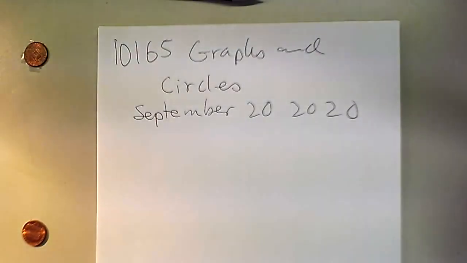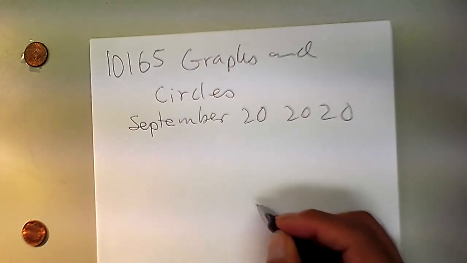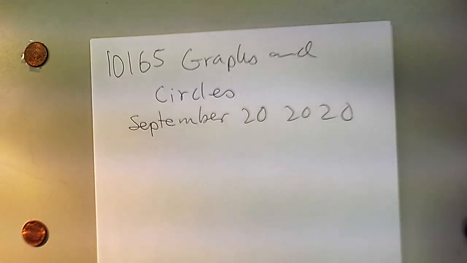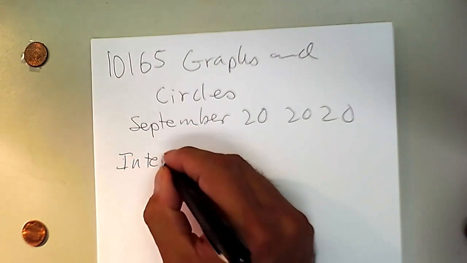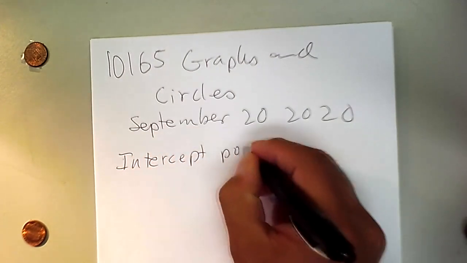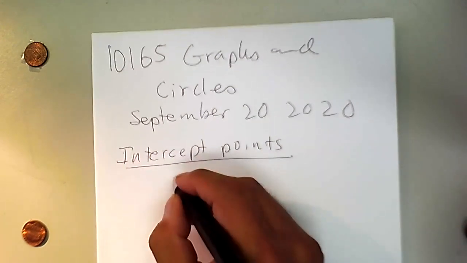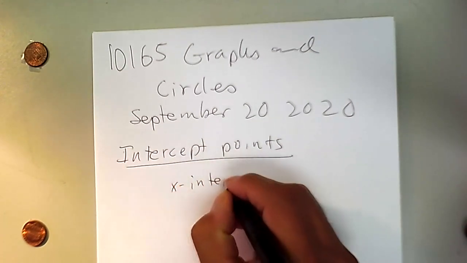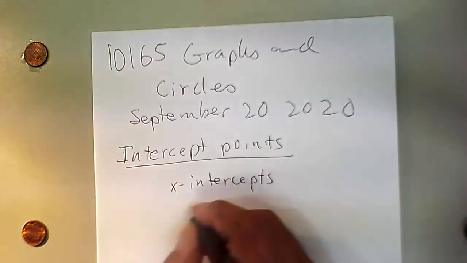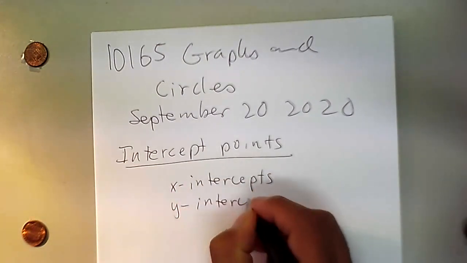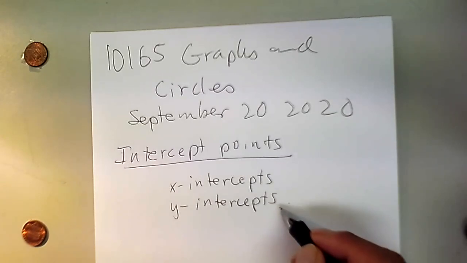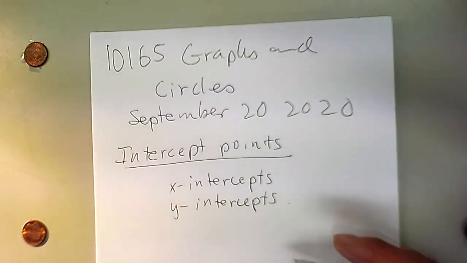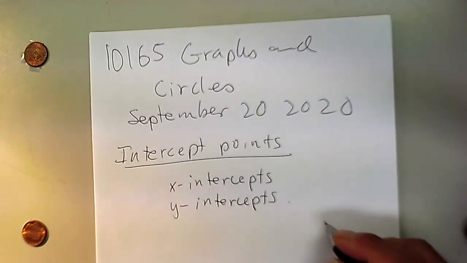Okay, we're going to talk about graphs and circles. First, we want to talk about intercepts, x-intercepts and y-intercepts. So intercepts, intercept points, and we got two of them, x-intercepts and y-intercepts. It could be that an x-intercept is also a y-intercept. That happens only one time when the intercept is 0, 0.